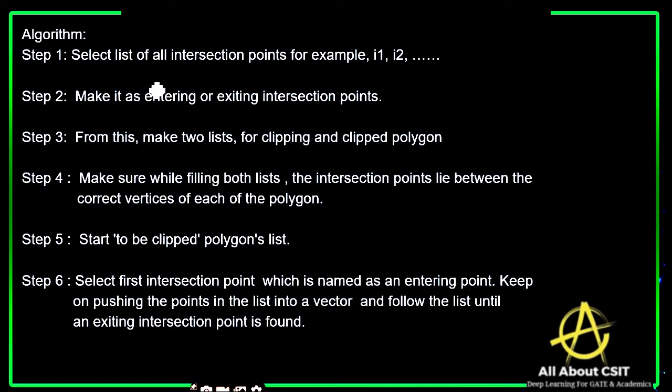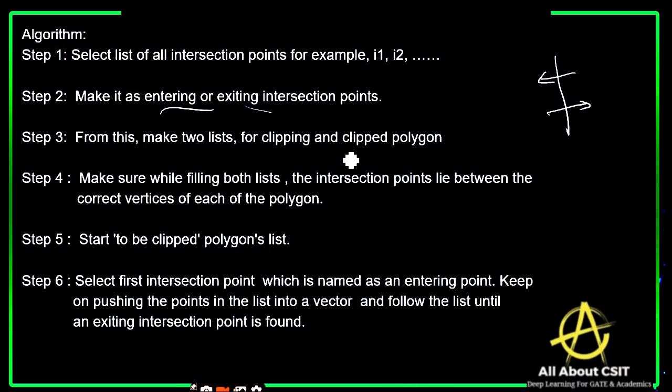First, select all the intersection points, for example I1, I2, I3, between the polygon and the clipping window. If the polygon is overlapping the clipping window, then we need to find the intersection points, whatever they are. Mark each as an entering or exiting intersection point. The intersection points that are going inside the clipping window are entering, and the points that go to the outside are the exiting intersection points.